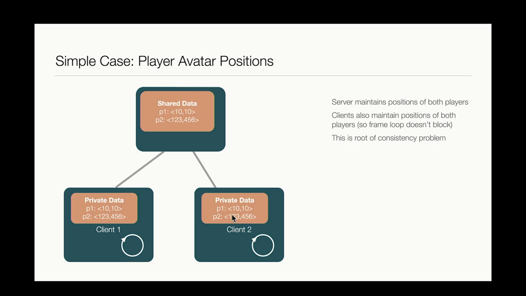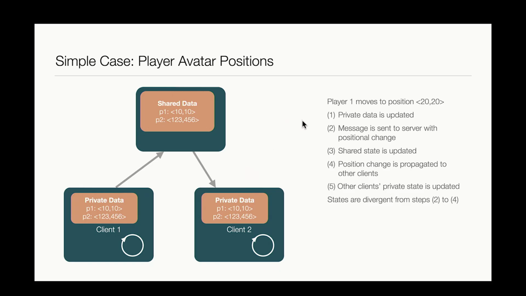Because you've got data here that is supposed to be a copy of the true data here, you end up with this consistency problem. If this doesn't agree with the information stored at the server, there's something inconsistent with the view of client 2's world.